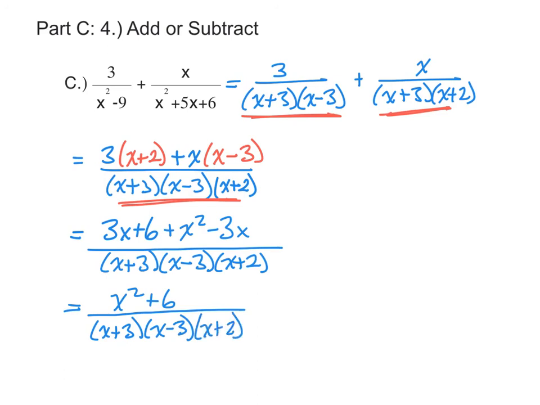Last step is to look at the numerator and see if it can be factored. This one cannot, so we don't have to worry about factoring it or canceling anything. So this one is simplified now as well.